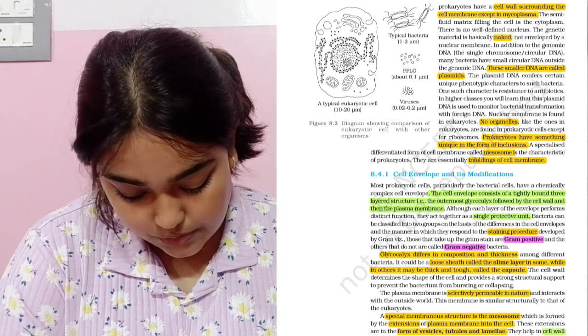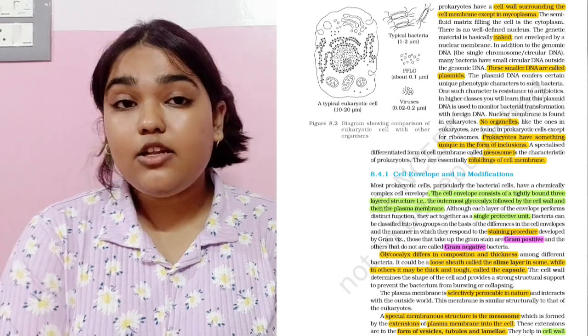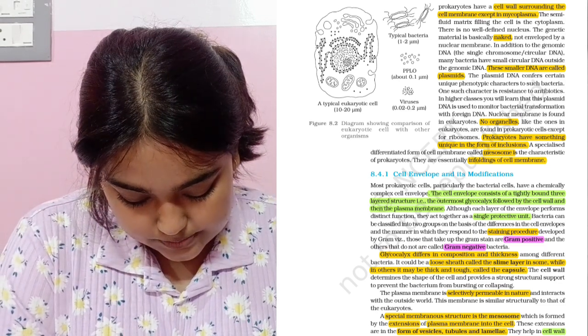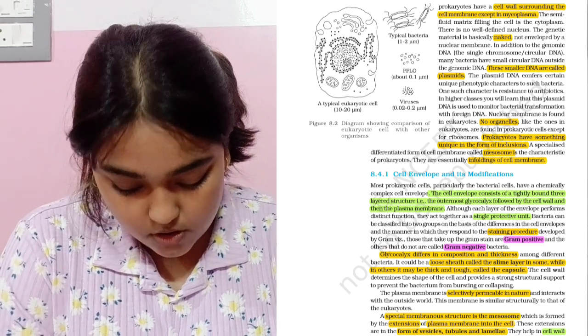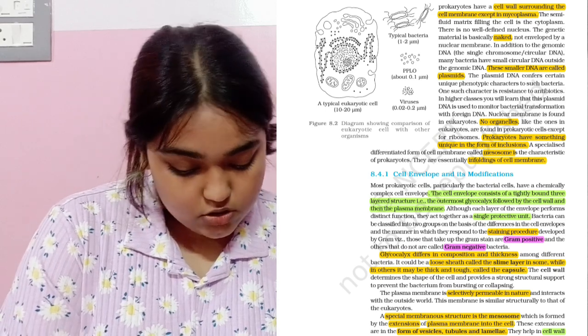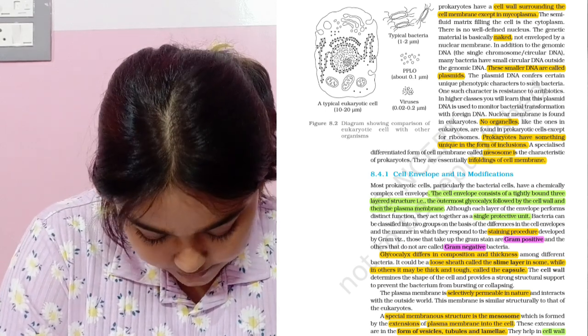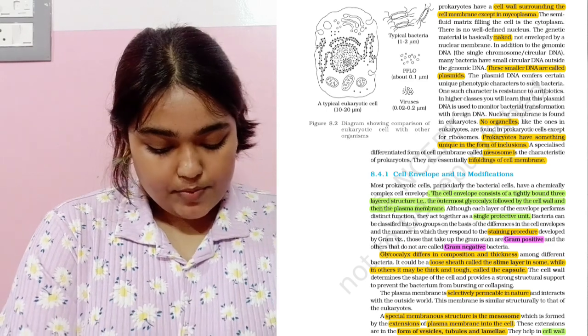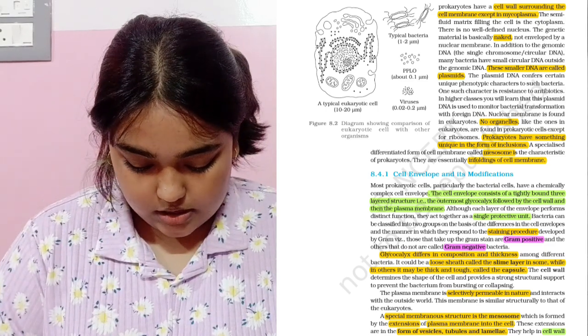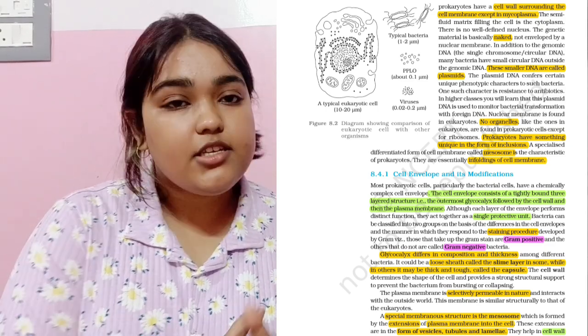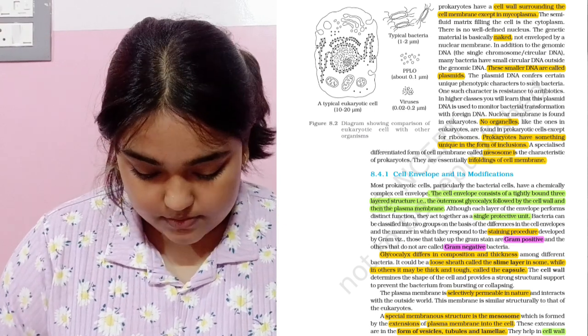Prokaryotes have something unique in the form of inclusion bodies. A specialized differentiated form of cell membrane called mesosome is a characteristic of prokaryotes. They are essentially enfoldings of the cell membrane. So mesosome is a unique character of prokaryotes.